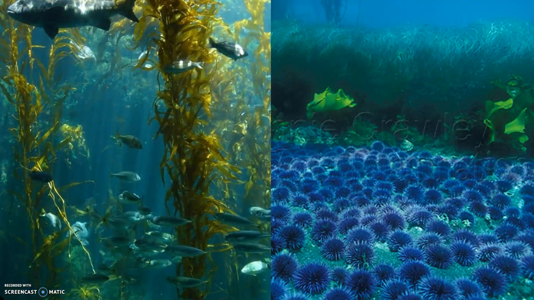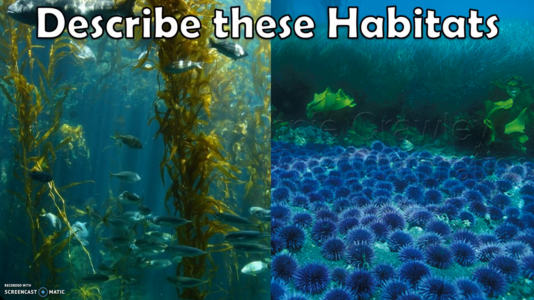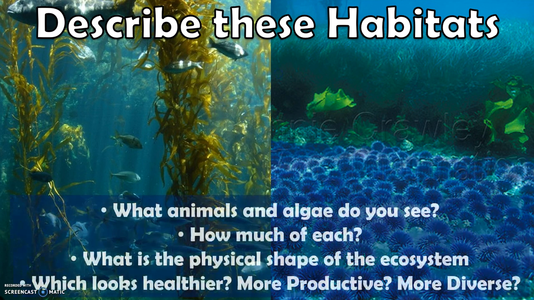Now, I want you guys to look at these two pictures. They are going to be showing off an ecosystem. I want you, either in your student journals or just verbally to yourself, to describe these two habitats. What animals do you see? What kind of algae do you see? And algae is the sort of green material that you see in the photographs. How much of each, both animals and plants, do you see? What kind of physical shape do they have? And then ask yourself, which of these habitats look healthier, more productive, or even more diverse?